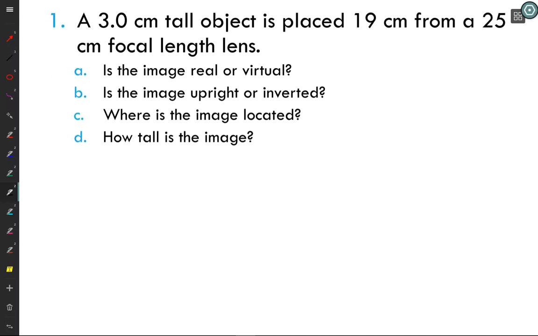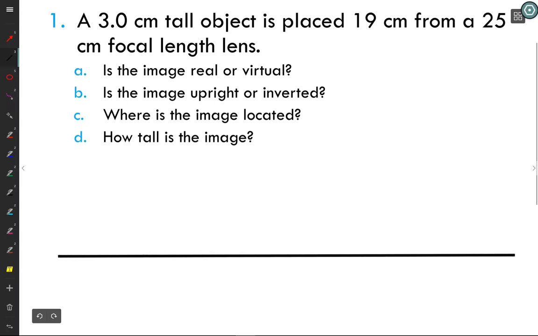A 3 centimeter tall object is placed 19 centimeters from a lens with a 25 centimeter focal length. First thing to do is to draw your principal axis, and then draw your lens. Notice I just drew my lens as a vertical line. Then identify your, and I went through all these steps.